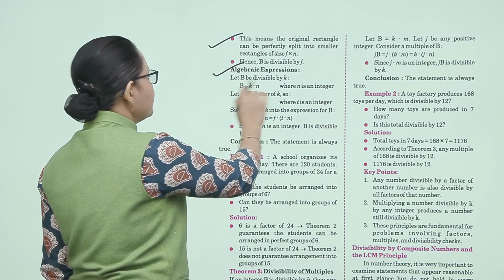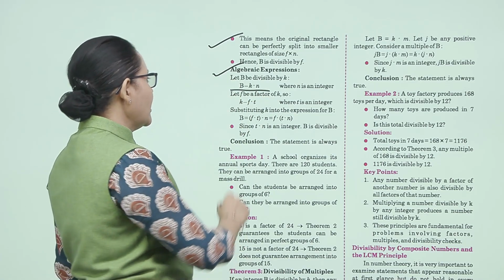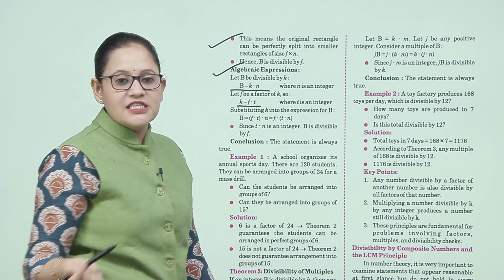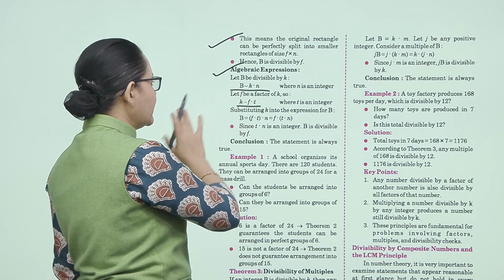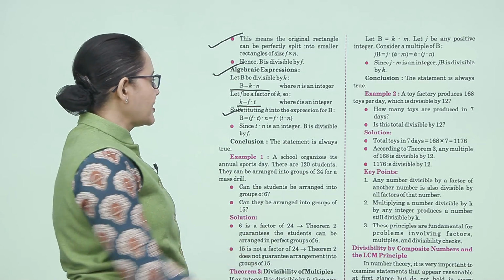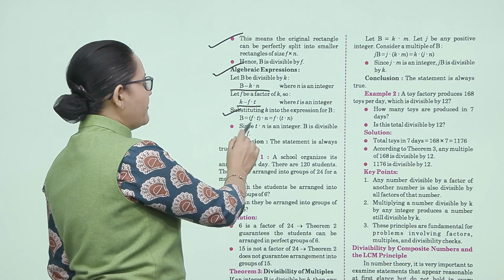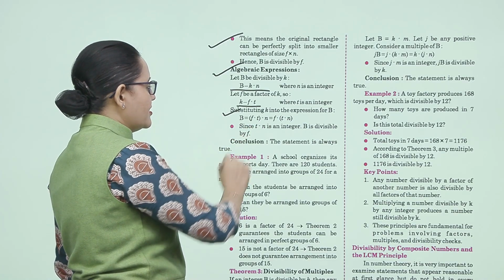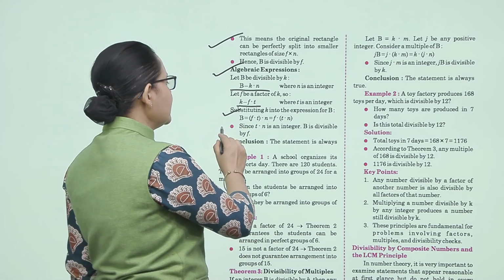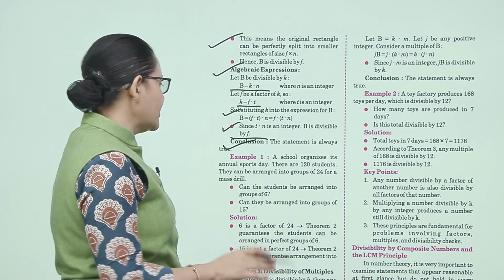Algebraic expression: let b be divisible by k, so b equals k times n, where n is an integer. Let f be a factor of k, so k equals f times t, where t is an integer. This is how we write the algebraic expressions. Now, substituting k into the expression for b, b equals f times t times n, which equals f multiplied by t times n. Since t times n is an integer, b is divisible by f. Conclusion: the statement is always true.